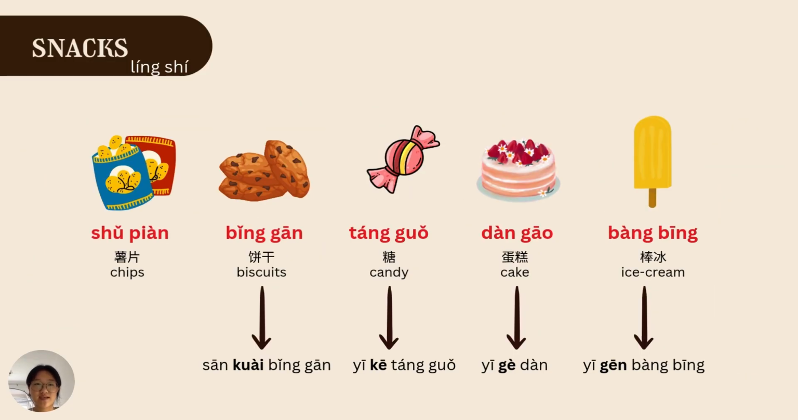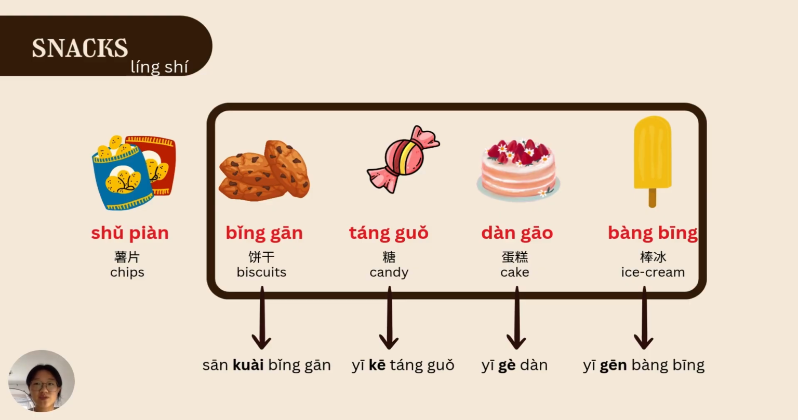Now let's move on to snacks. 零食. Then how to describe the quantities of 饼干, 糖果, 蛋糕, 棒冰. Please read after me. 3 biscuits. 3块饼干. 1 candy. 1颗糖果. 1 cake. 1个蛋糕. 1 ice cream. 1根棒冰. So the measure words for these items are 块, 颗, 个, 根.